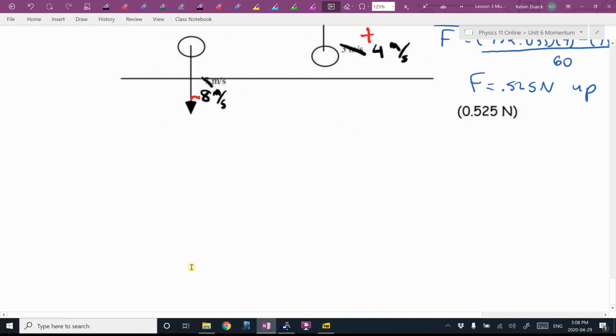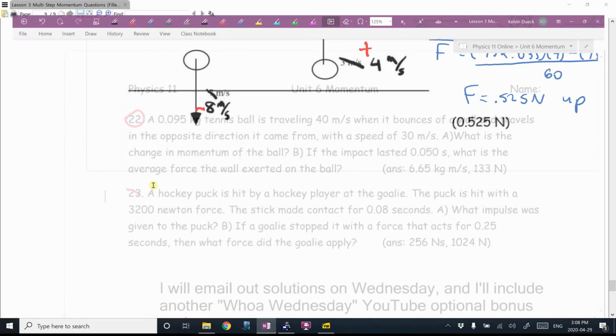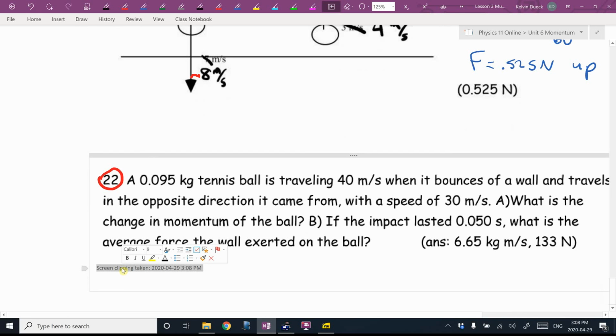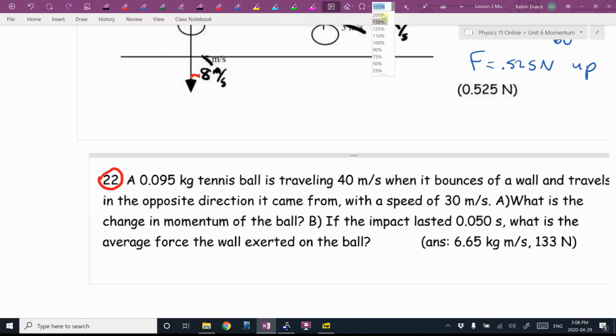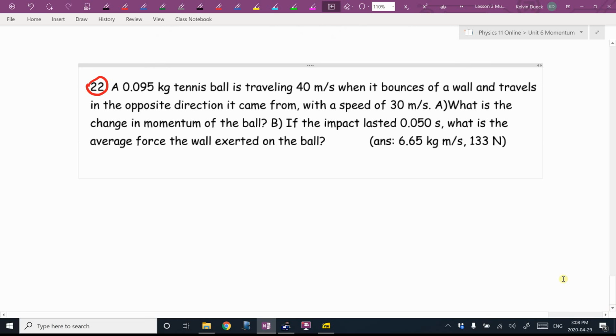22. A tennis ball is traveling 40 meters per second when it bounces off of a wall, like some of you in my classroom. When it bounces off a wall and travels in the opposite direction that it came from, this is a good trigger word, that means I need to let one way be positive and one way be negative. I'll let final be positive and I'll let initial be negative because I don't know whether this ball was moving to the left, to the right, north, south.